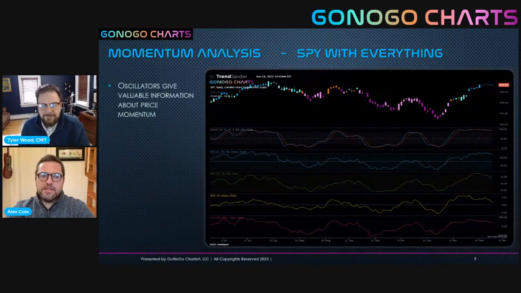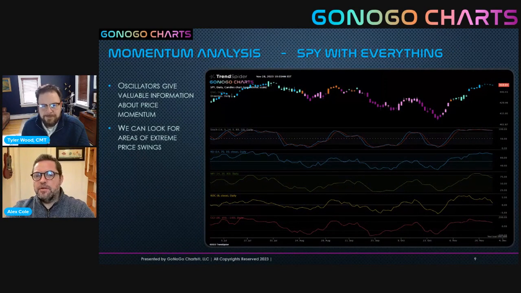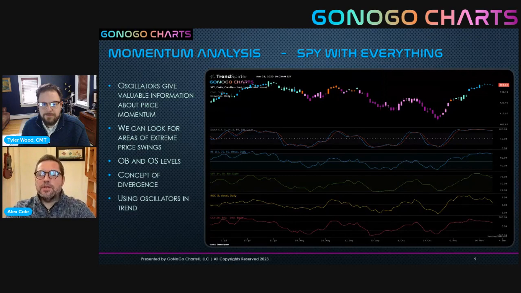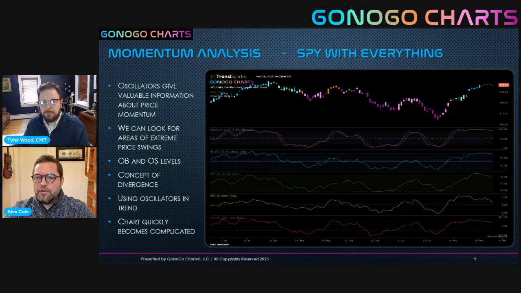Yeah, so let's go back to that chart we looked at the beginning. Again, we know we get valuable information from momentum oscillators. We know we can look for areas of extreme price swings, and we can look at them in terms of overbought and oversold. We know we can find divergence from price movements or even confirmation from price movements. But I think the real comment here is that in order to do that, we need to reintroduce some sort of disciplined approach to make sure we don't get confused.